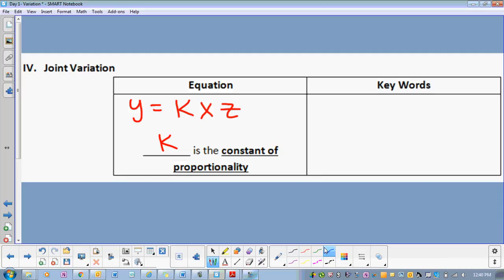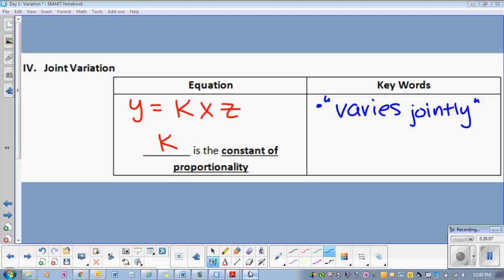So let's think of some keywords for joint variation. It'll probably say varies jointly. Varies jointly. That's the only term.